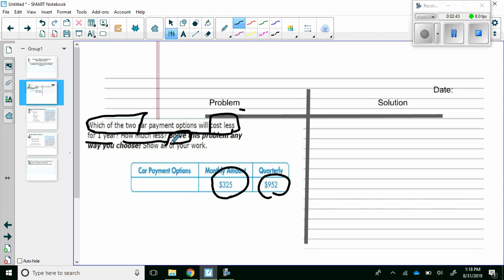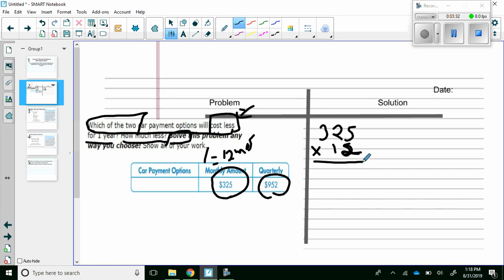So I have a lot of thinking to do on this problem and planning how to solve it. When it says evaluate, the first thing I need to think about is it's asking me how much or which one costs less. My first part to solving this problem is thinking about the monthly amount. So I know that in 1 year, there are 12 months. Sorry, that's my writing. 1 year equals 12 months. So one of my options is going to be $325 each month. That is going to be one of my payment options.